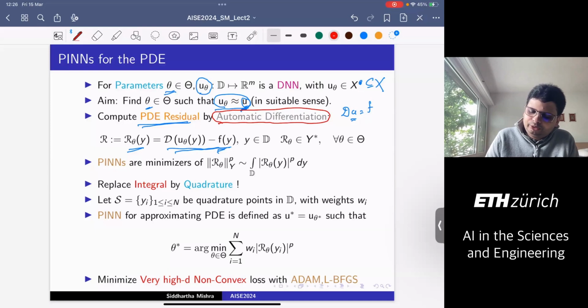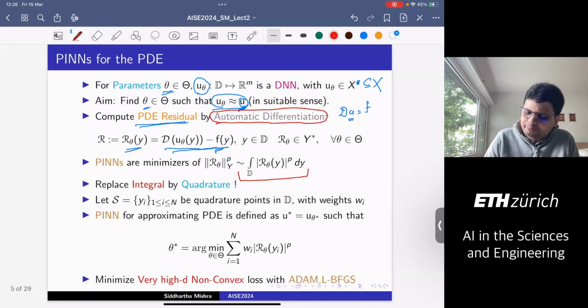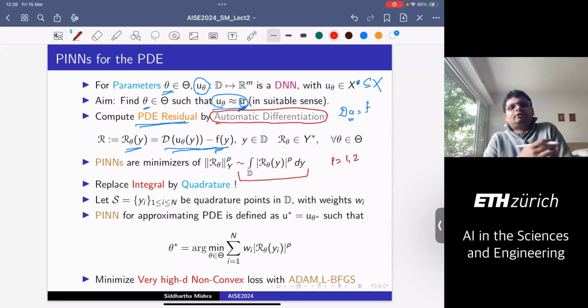So what we are going to do is take the LP norm here of the residual. So we integrate it across the domain. We take an average in some sense. And usually the P is equal to 1 or 2. So these are the two common spaces, although sometimes you might need something else, okay? But for the time being, let's say that these are 1 or 2. So now the objective is you find a theta such that this residual is going to be minimized.